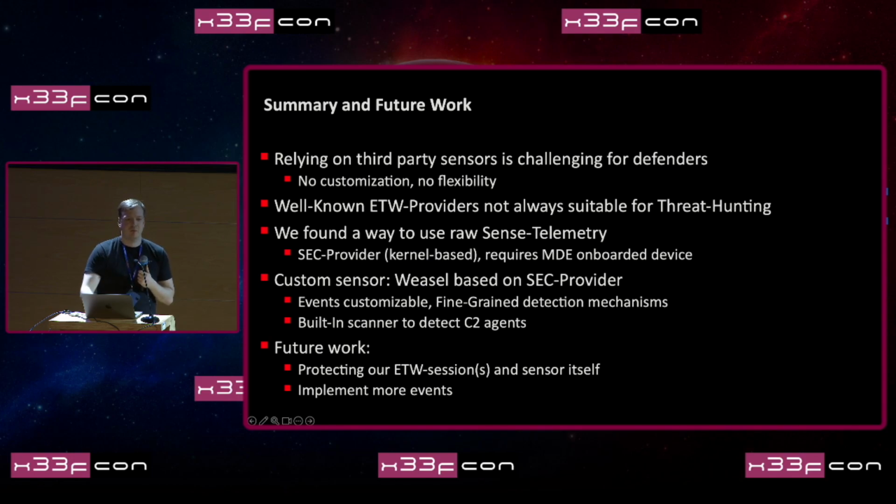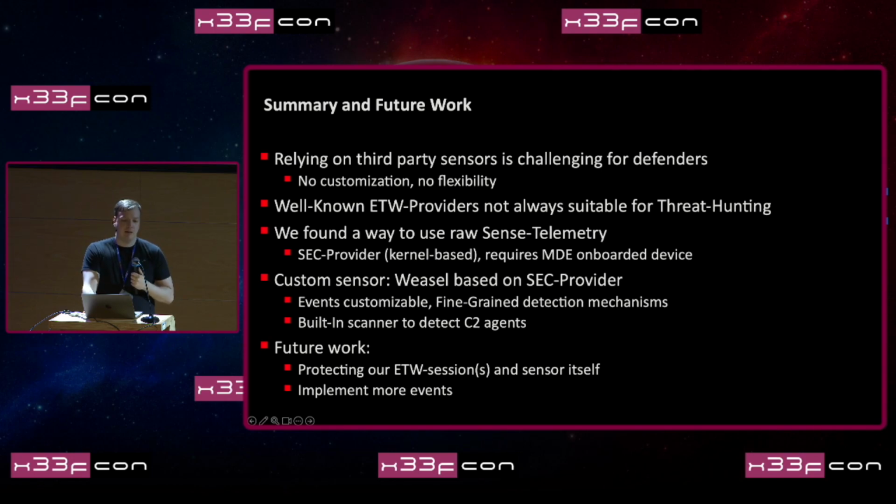So in summary, what is important to understand is that relying on third-party sensors is challenging for us as defenders because we cannot customize the events and we have to live with those events that we have. If you want to write your own sensor, you need to understand that well-known ETW providers are not always meant to be used for threat hunting. We did find a way to use raw Sense telemetry, which is great, and we built our custom sensor based on this SEC provider, which requires an MDE on board the device, but as we were saying in the beginning, we want to be using both at the same time, so that's not an issue for us.